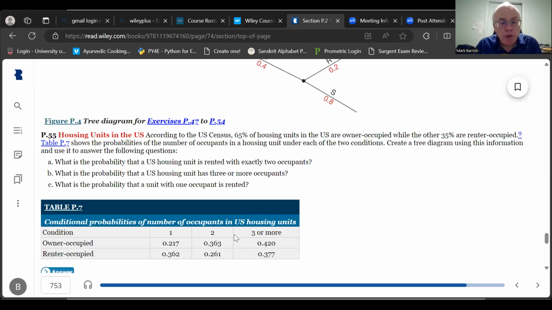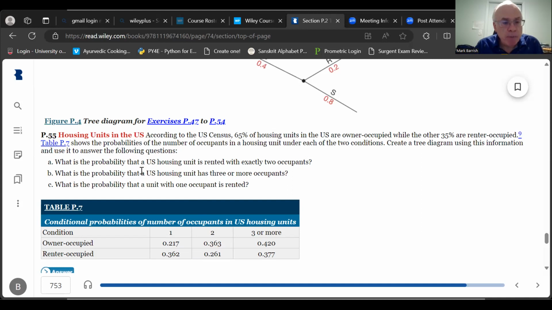All right, so these numbers, the 65% and 35%, and these numbers here are set up so you can do a tree diagram. Let me show you what the tree diagram is in a minute. I want to show what the questions are first, and then we'll go to the solution and show you the tree diagram and how you can answer these questions using it.